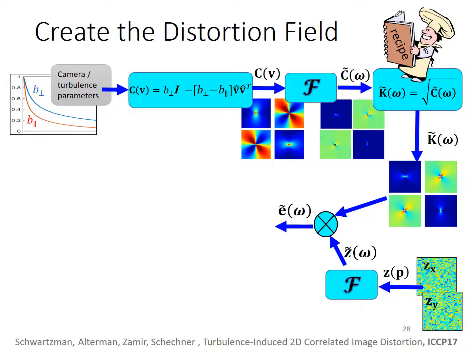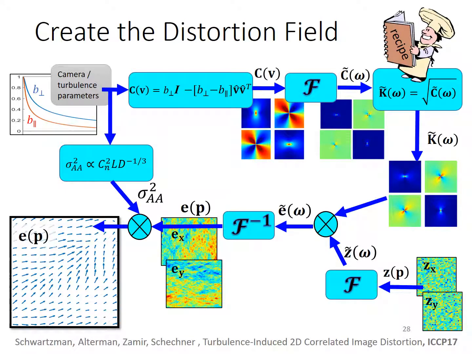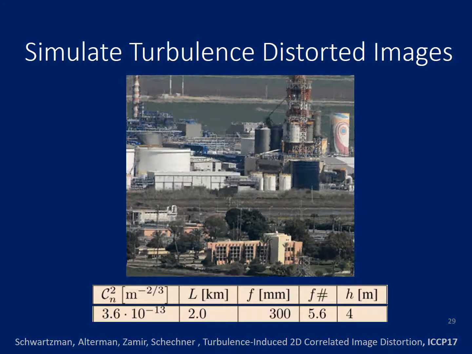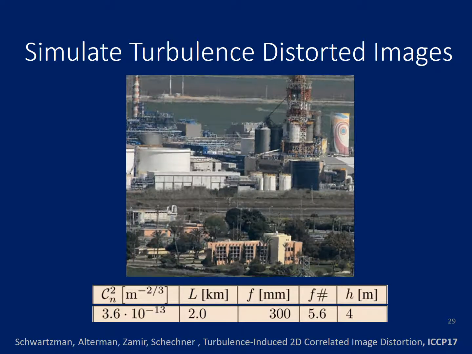Apply the inverse Fourier transform to obtain the distortion vector field, which has unit variance. Using the camera and turbulence parameters, compute the correct variance of the angle of arrival. Amplify the distortion field to adjust the variance. We render the distorted image by warping it according to the obtained distortion vector field. Here are some examples.